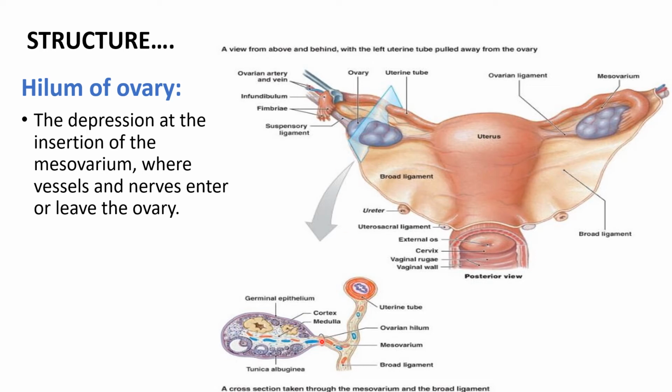Here you can see, this is the mesovarium and that is inserted to the ovary, and here there is the area that is called the ovarian hilum. This is the area through which the ovarian vessels and nerves enter and leave the ovary.